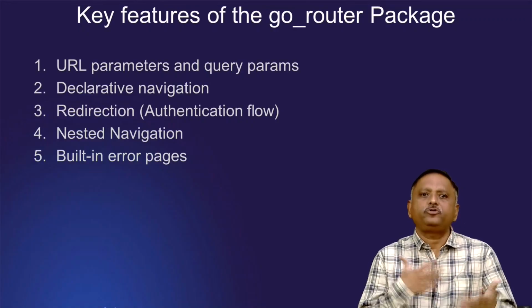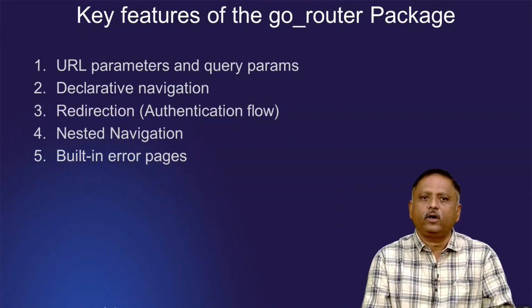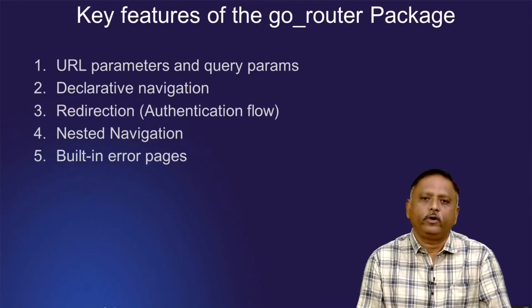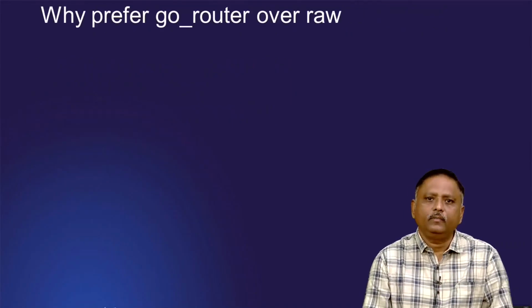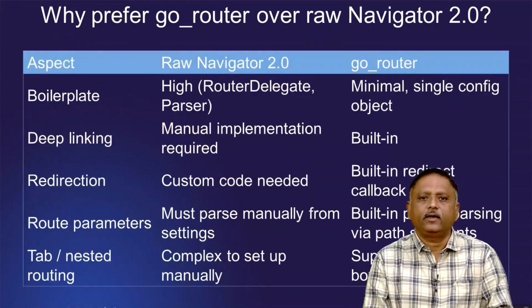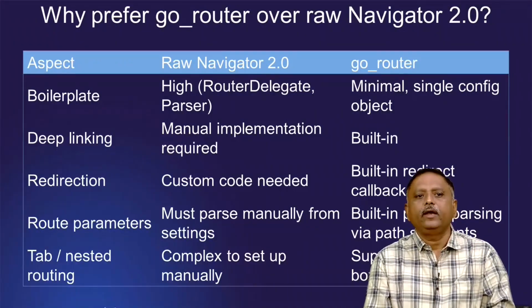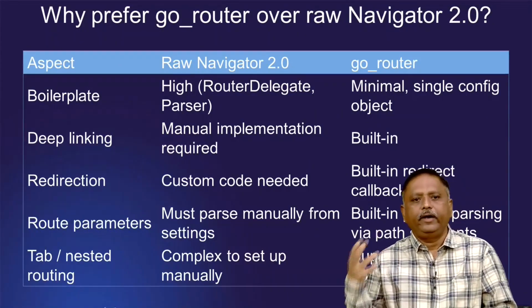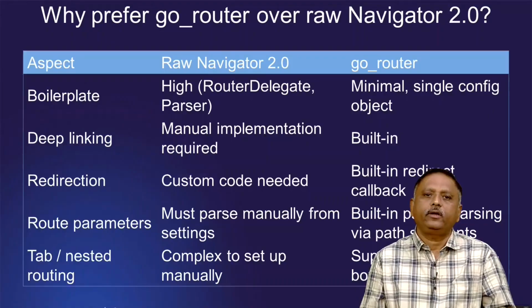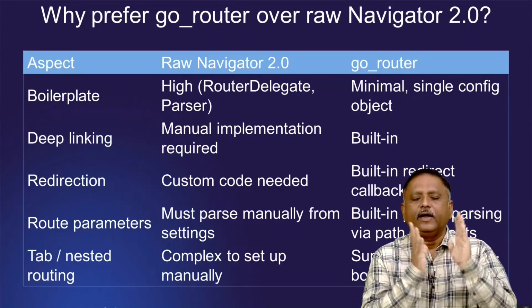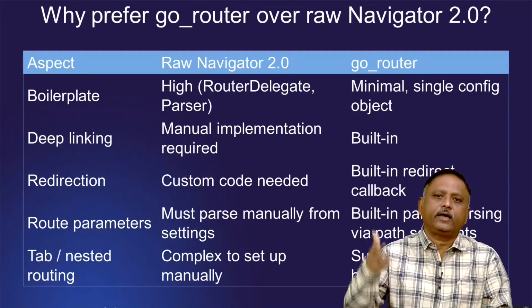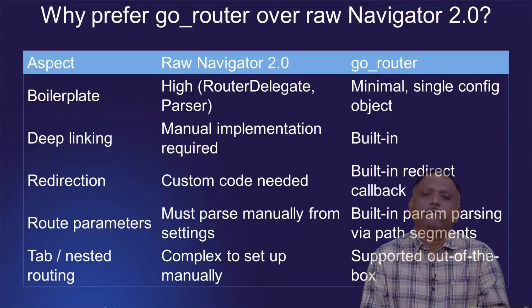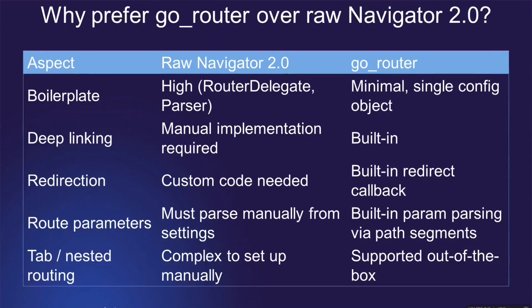Now we have two options, Navigator 2.0 and the GoRouter package. Why should we prefer GoRouter over raw Navigator 2.0? Let us discuss that. On screen you can see the difference between these two in aspects of boilerplate, deep linking, redirection, route parameters, tab or nested routing.